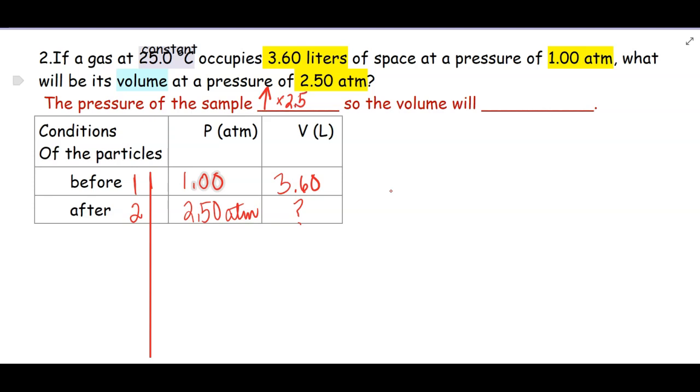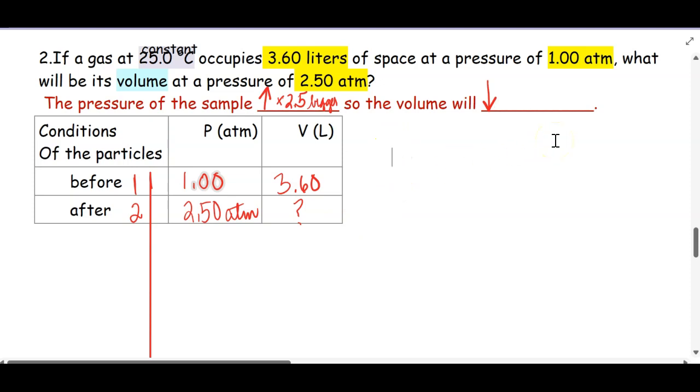Bigger. Yeah, 2.5 times bigger. So the volume will go down because they're inverse. All right, and it should be 1 over 2.5 times smaller. So let's work this out and see how that works.